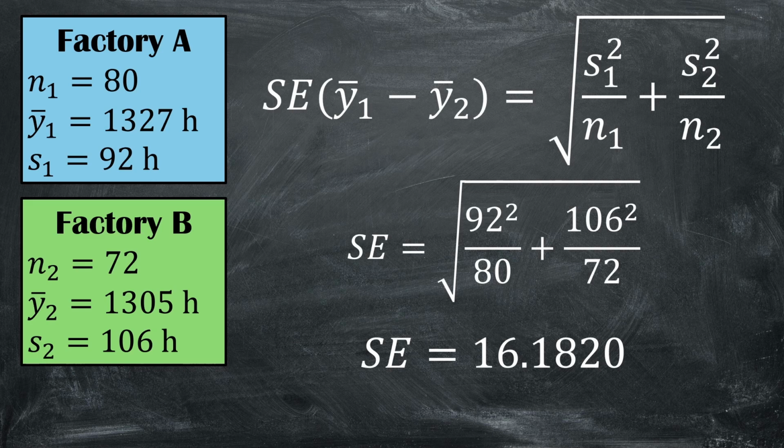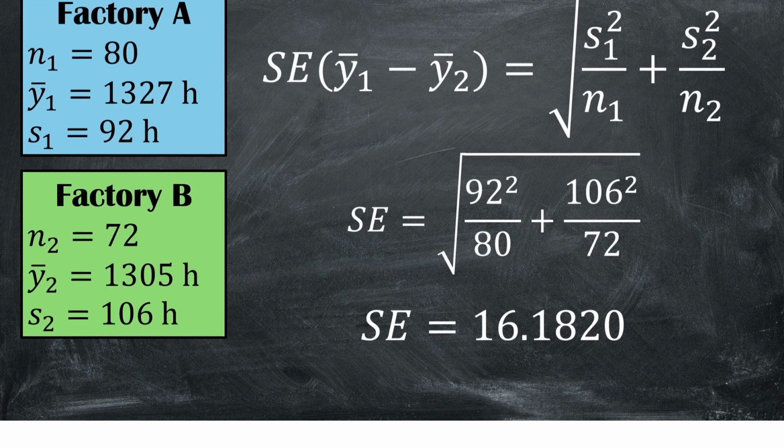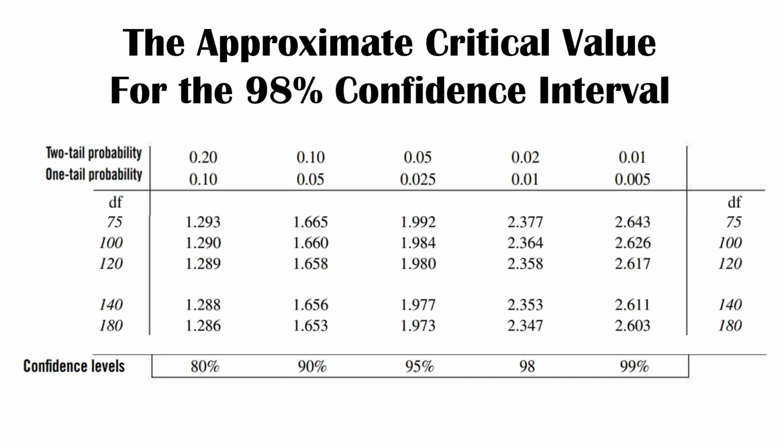What do we need next? Now that we have our measure of uncertainty, we need to look up, what is it? We need to look up the critical value for our confidence interval. So we'll go to a t-table. Degrees of freedom is 141. So take a few seconds, look at this table, and pick out the critical value for this 98% confidence interval.